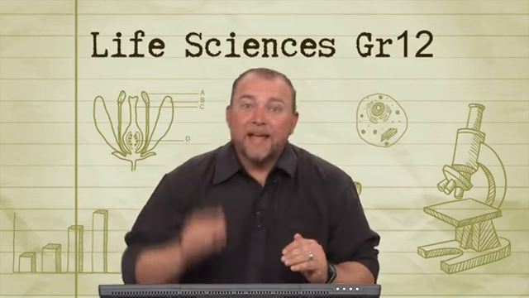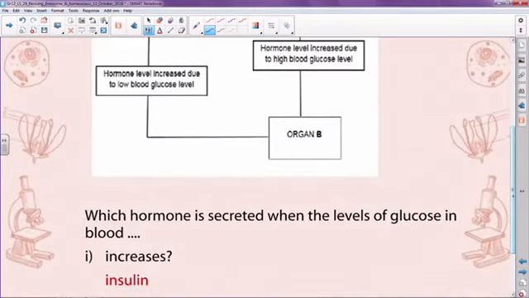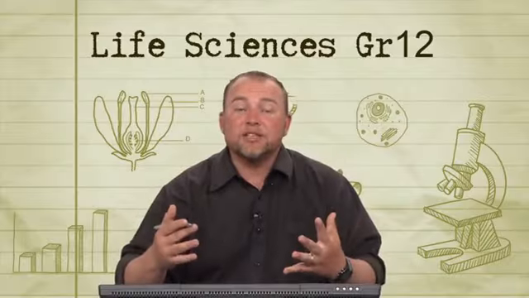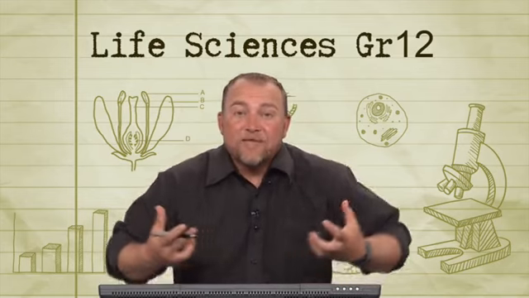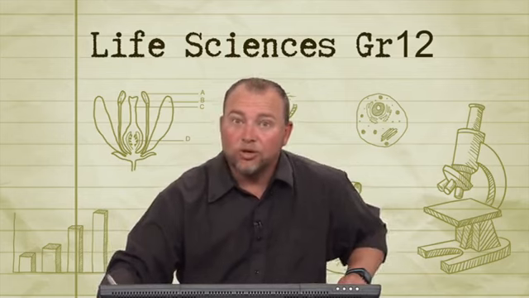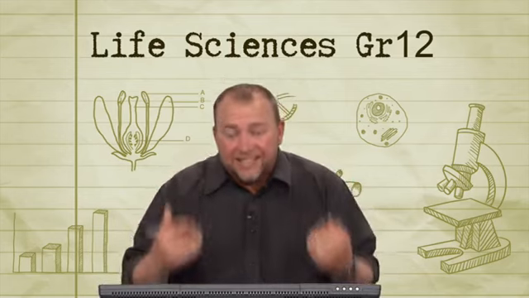Now, remember, there are two hormones that we're looking at. The first one, of course, is for when there is an increase in glucose. We need to secrete insulin, because insulin helps the muscles and everything absorb glucose and change it into glycogen.